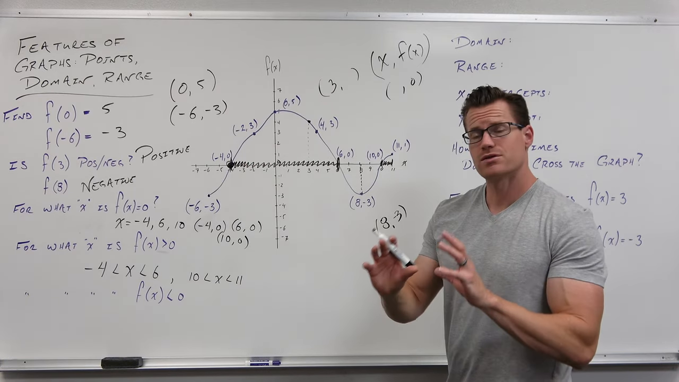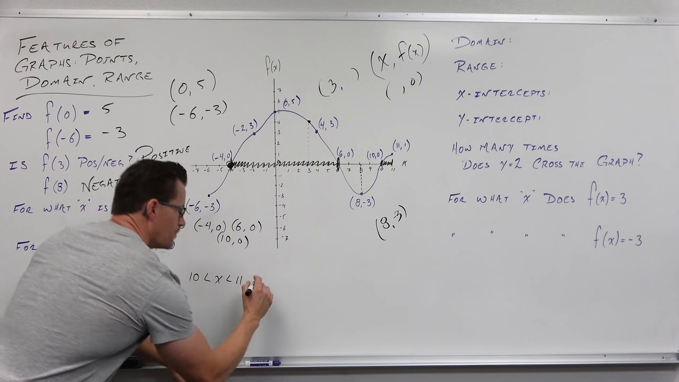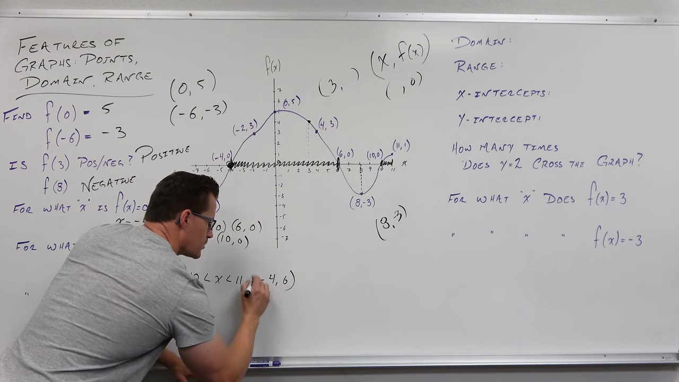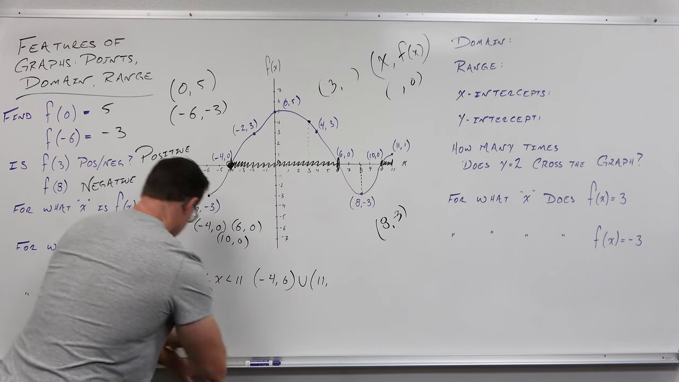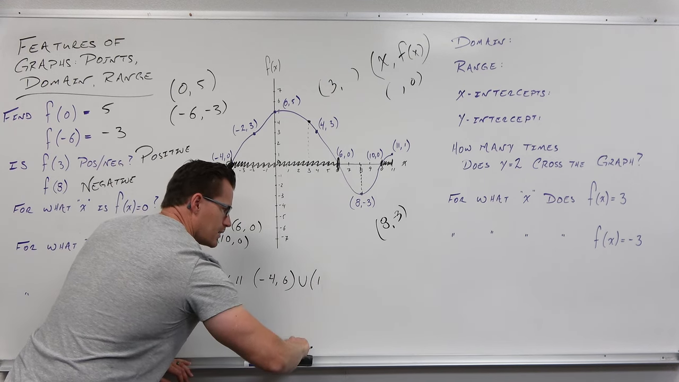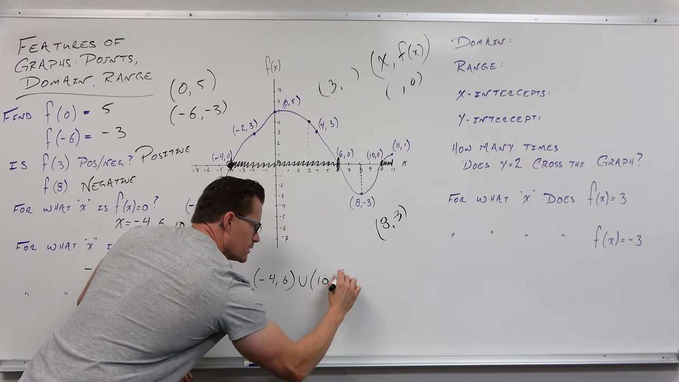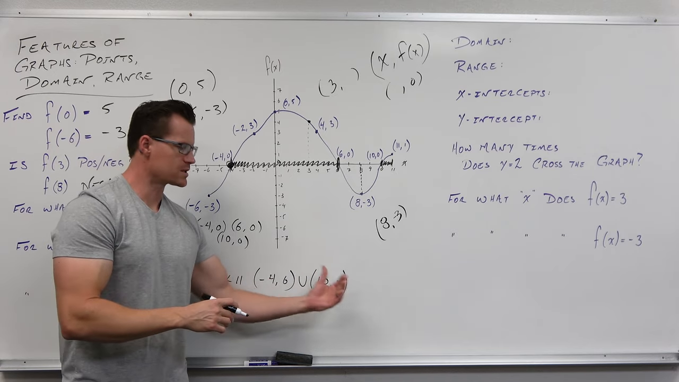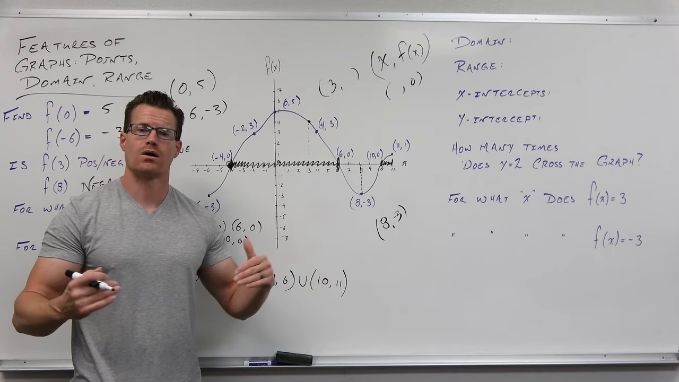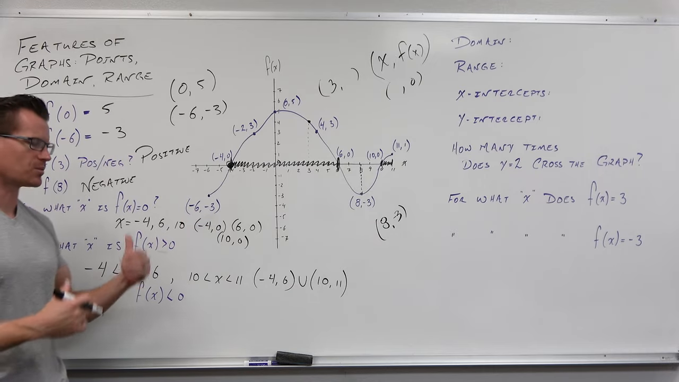We can also say, all right, so interval notation, we go negative 4 to 6, no problem. And then we also go from 10 to 11. And that little u there is a union. It's saying this interval combined with this interval are going to give you values that are positive. Our outputs are positive.